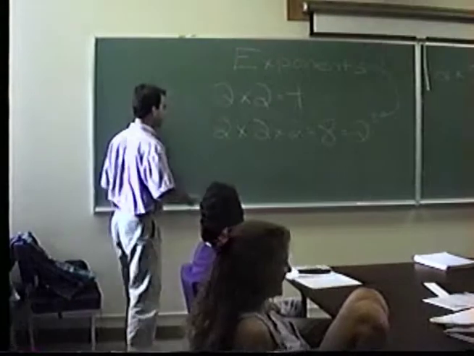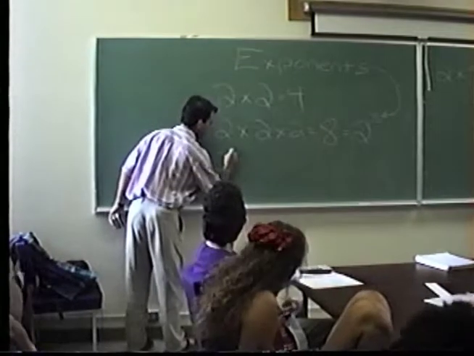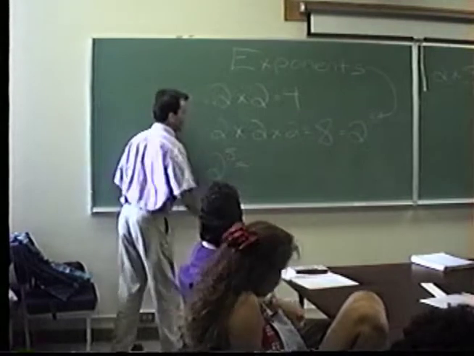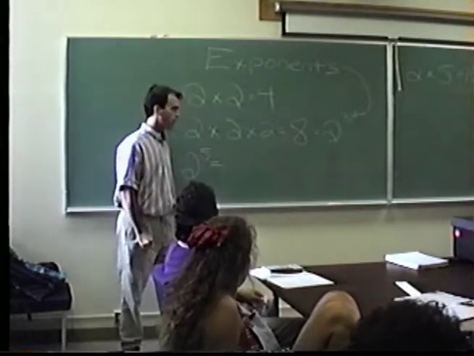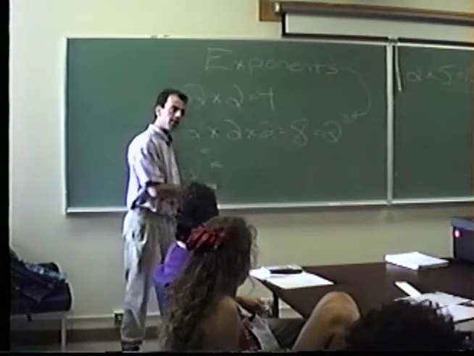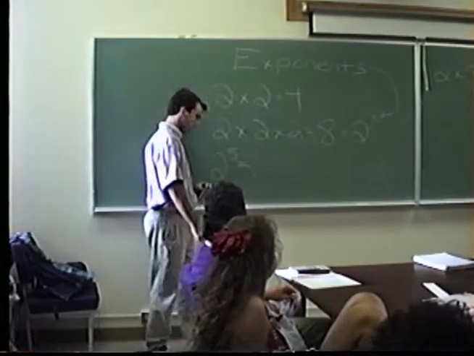So what if I were to write something like 2 to the 5th? How would I write that out long ways, like we wrote this, like 2 to the 3rd? What do you think that means? 5 2's.